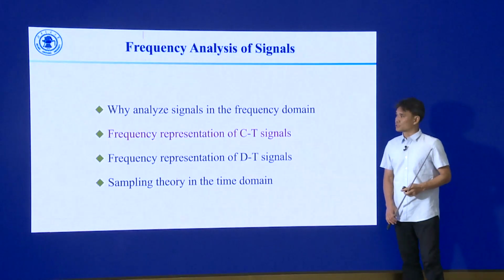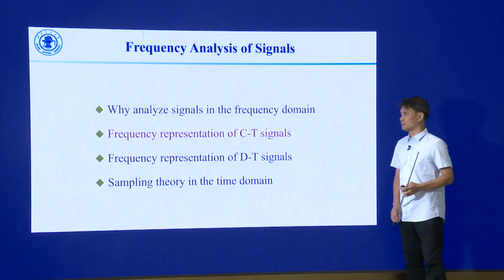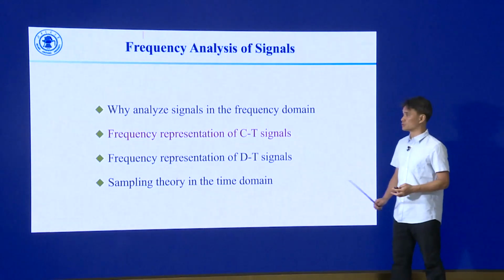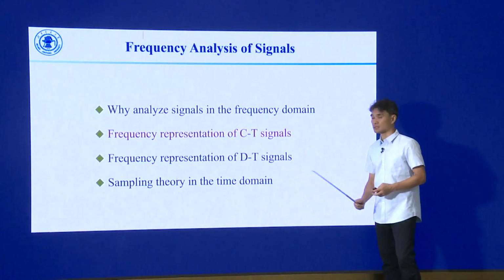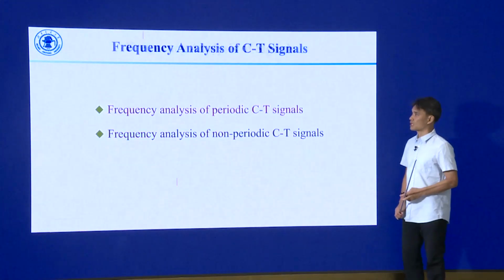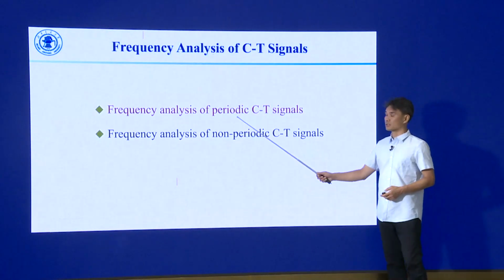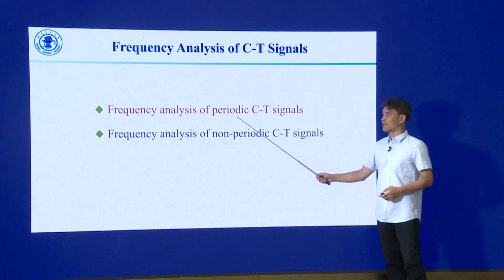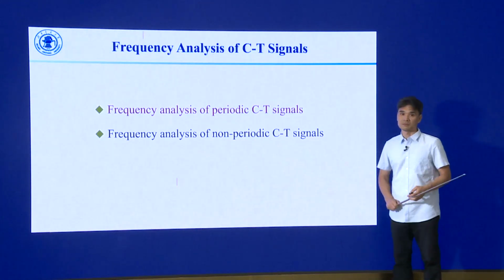Now we understand why we have to analyze signals in the frequency domain. Next, we're going to introduce the Fourier representation of continuous time signals. For continuous time signals, for convenience, we're going to start from periodic signals, and then we're going to extend our analysis to non-periodic continuous time signals.